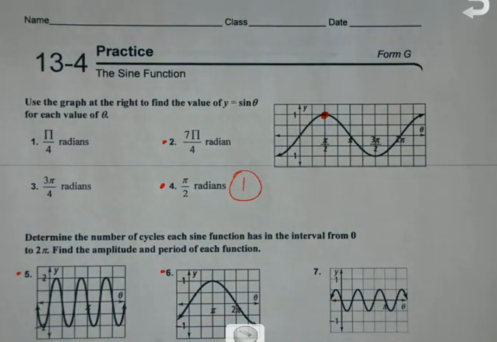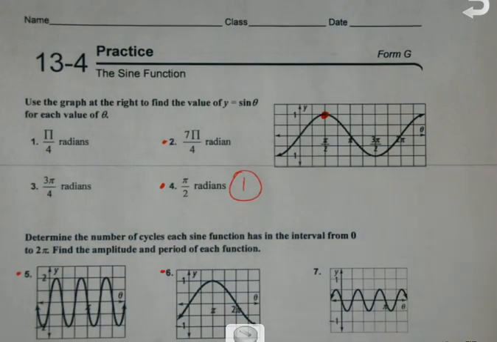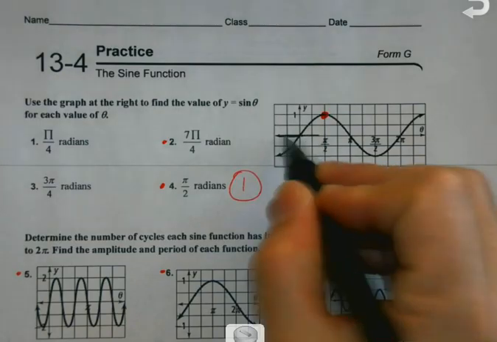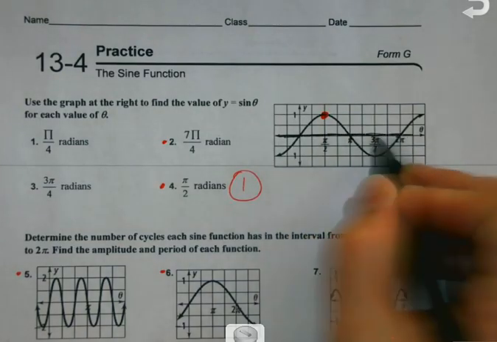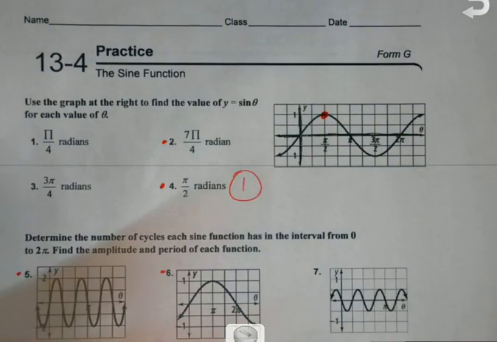Because then I get to the next one, and it says 7 pi over 4, if I'm looking up at number 2. And I'm looking like, oh, I don't see 7 pi over 4 up here. How do I even know where that is to be able to try and make a guess? So here's what we're going to do. First thing I'm going to do is I'm going to color in my axes a little bit deeper here so I can actually tell where they're at. Because that's going to be important to me.